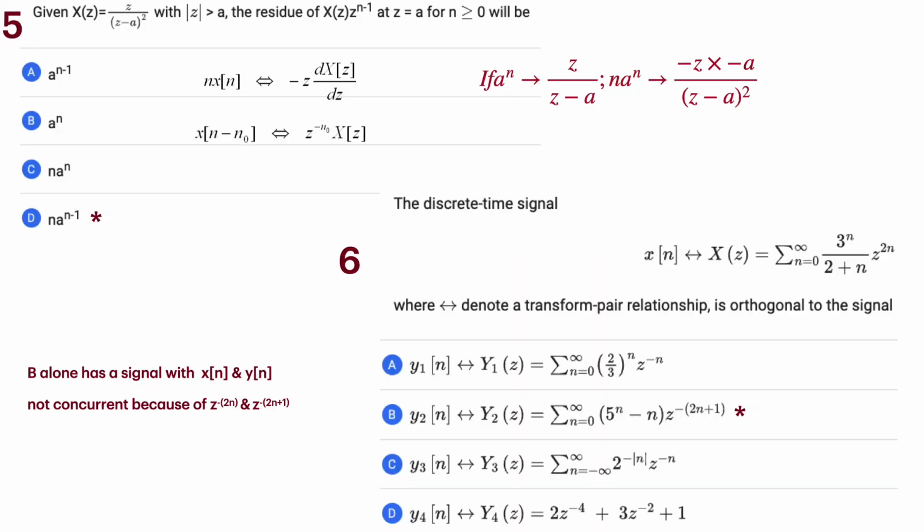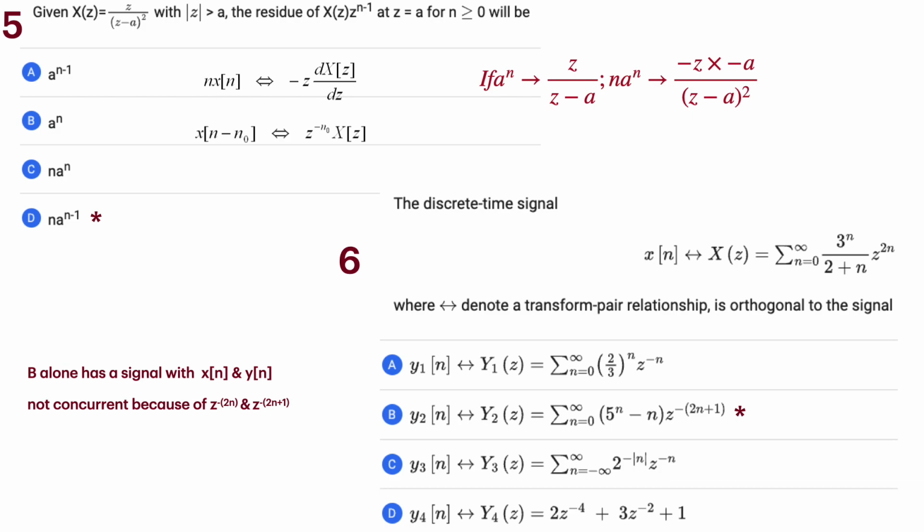A discrete time signal x[n] can be transformed to X(z) equal to the sum from n equal to 0 to infinity of 3 raised to n, 2 plus n, into z raised to 2n. Okay, where the transformation denotes a transform pair relationship orthogonal to the signal. Okay, orthogonal means that they should be at 90 degrees with respect to each other. Okay, that is possible only when you multiply two signals and it becomes equal to 0. Okay, with respect to what is given, we see that z raised to 2n and z raised to minus n are not orthogonal with respect to each other.